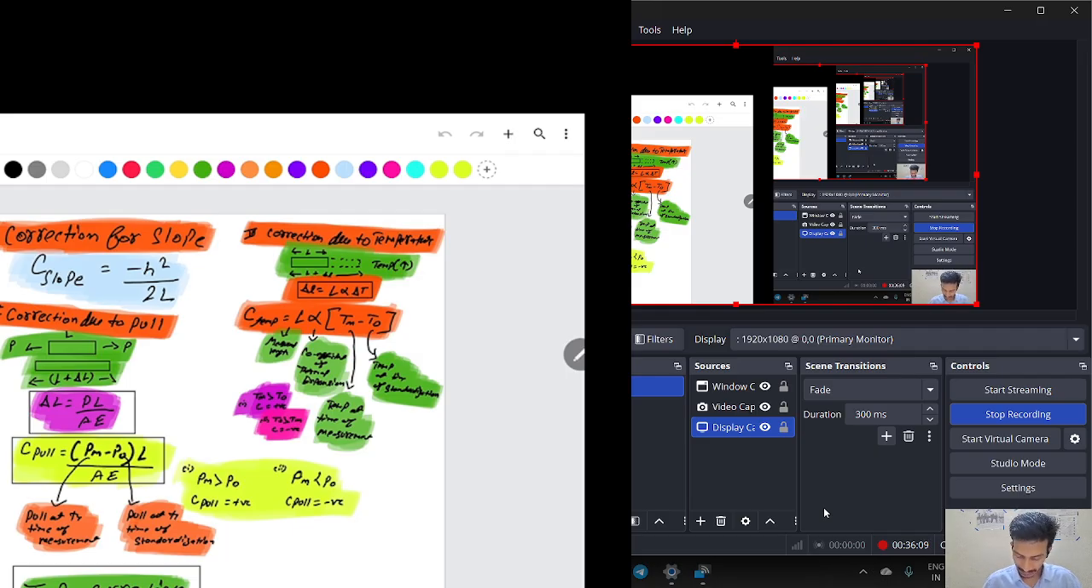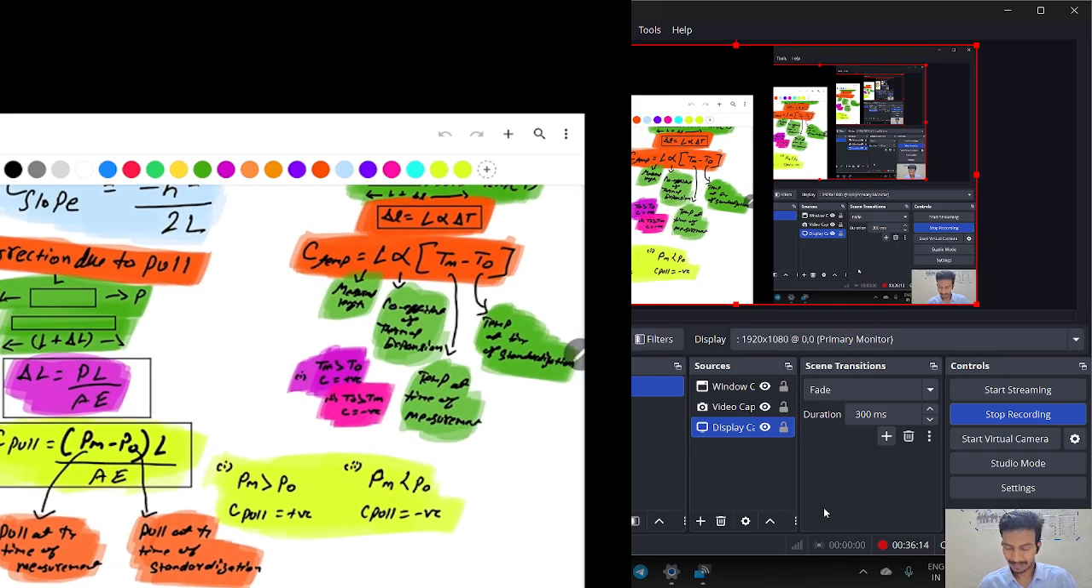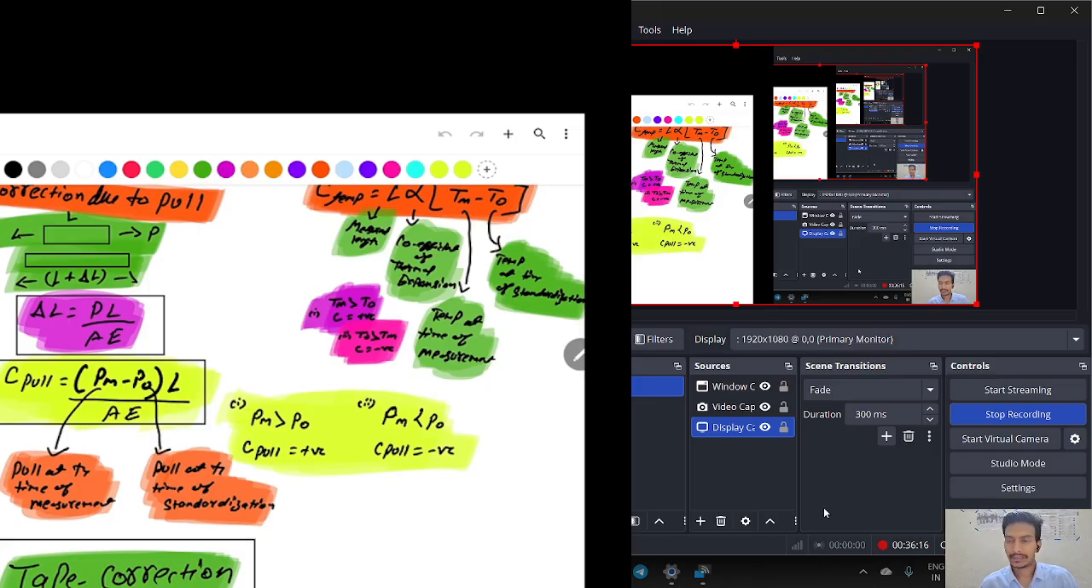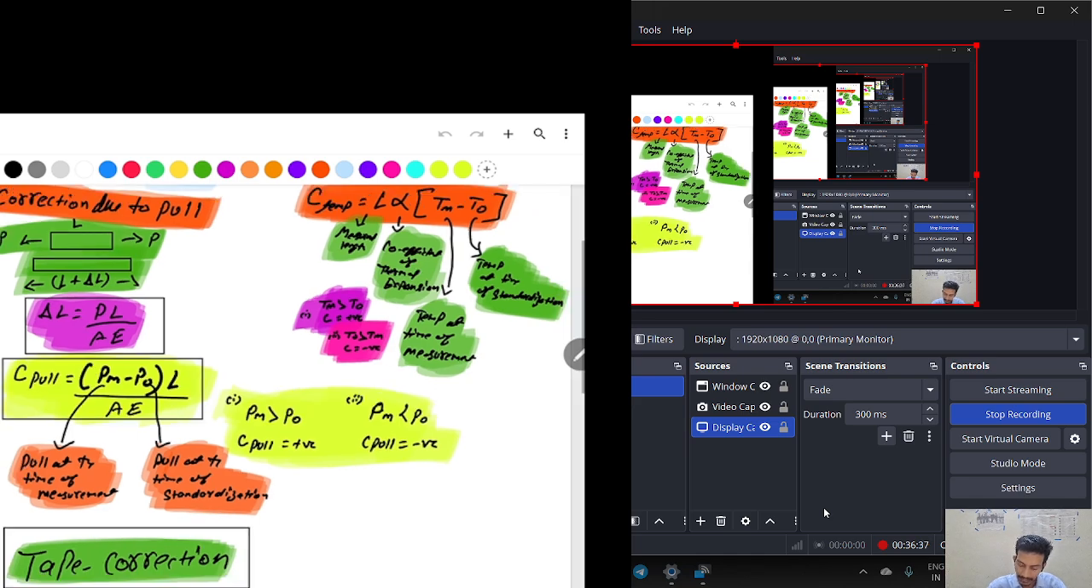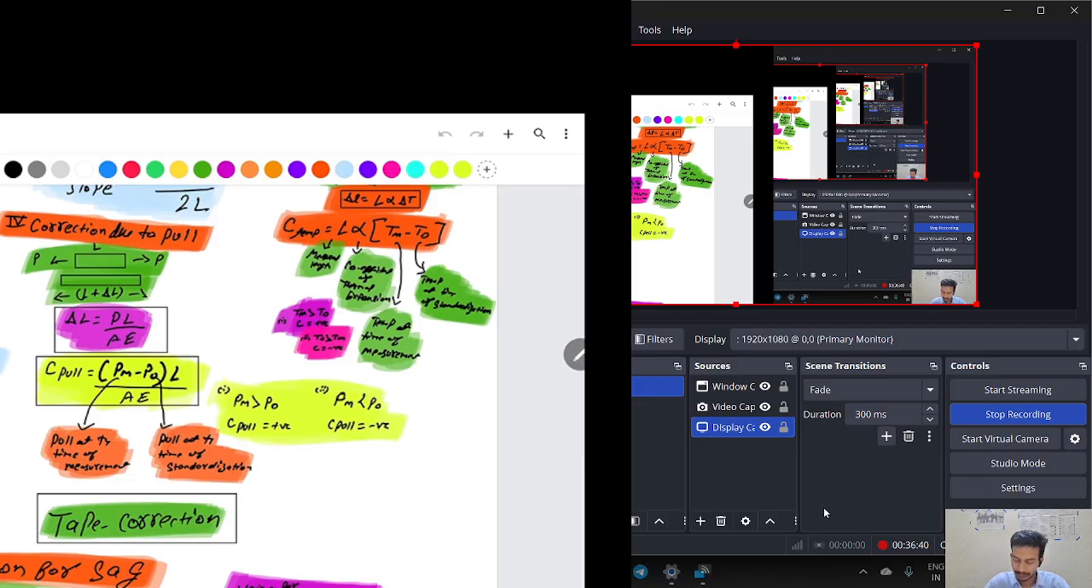Okay, as similar as the correction due to the pull, means change in length: PL upon A, we have to change PL. P means force, the force when we applied, minus the standardization. If the measurement of PM is greater, it is positive; if the measurement of PM is less, it is negative.